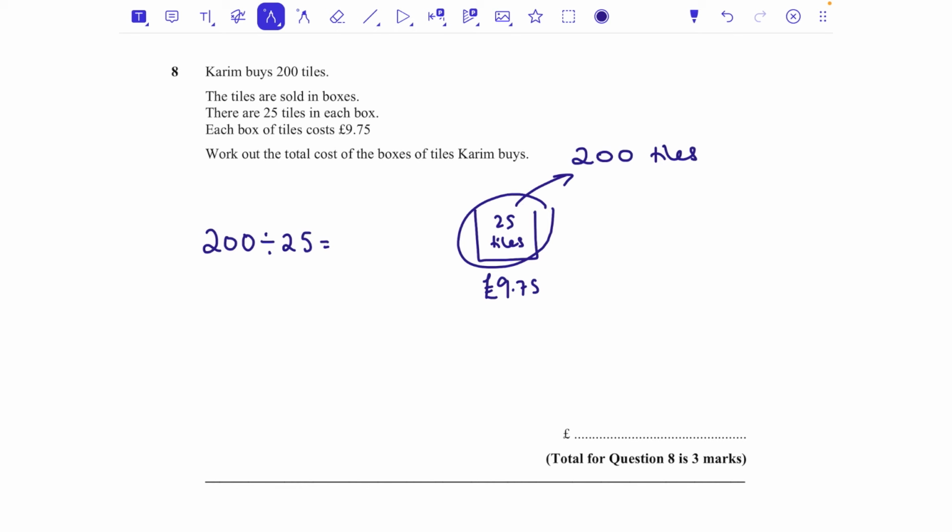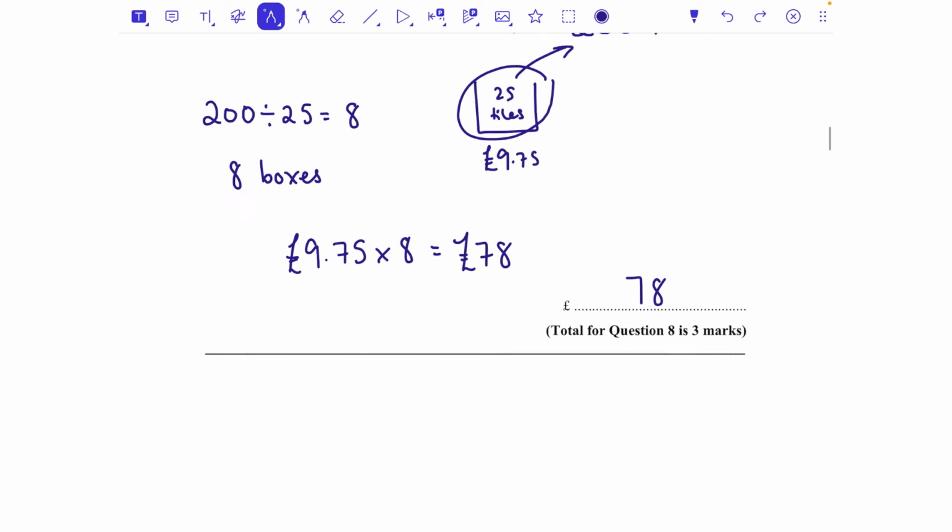And that's going to tell me how many boxes he bought. So 200 divided by 25 is 8. So he bought 8 boxes. And we know that each of those boxes cost £9.75. So we're going to do £9.75 and times that by 8. Again, this is a calculator paper, so you're absolutely fine just to type that in your calculator. And that is £78. You can put it like that, or you can put it like that. It doesn't matter, okay? £78 would be your answer.